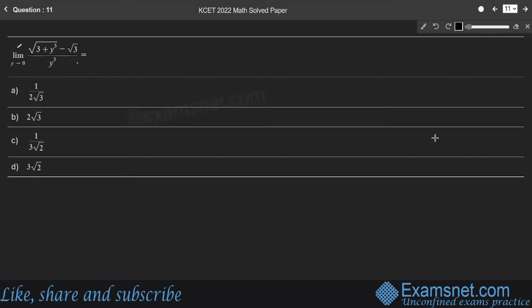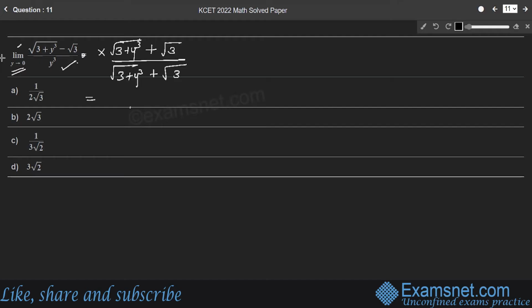Question 11. Limit of root of (3 plus y cube) minus root 3, the whole divided by y cube, where y tends to 0, is equal to. We cannot directly substitute the value of y as 0 here, since the limit becomes 0 by 0, which is not possible. Therefore, we multiply both numerator and denominator of the given expression by the conjugate of root of (3 plus y cube) minus root 3. Its conjugate is root of (3 plus y cube) plus root 3. So there will not be any change in the value of the expression.